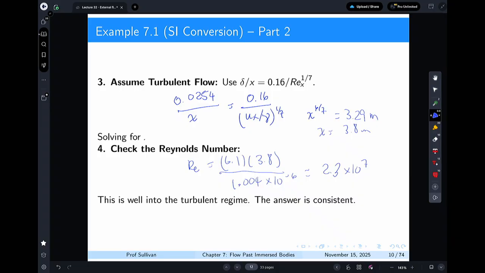Sorry. What if we assume it's turbulent, but it's not? Then you're going to be wrong if you don't check. So it's better.